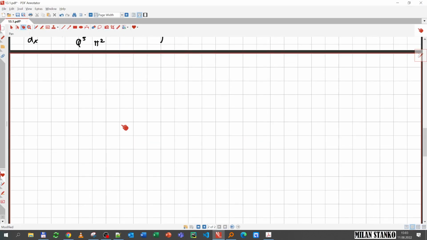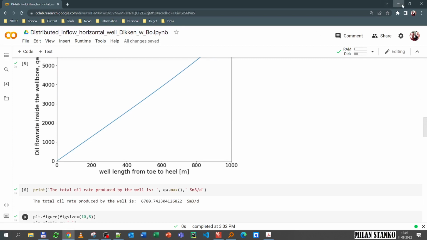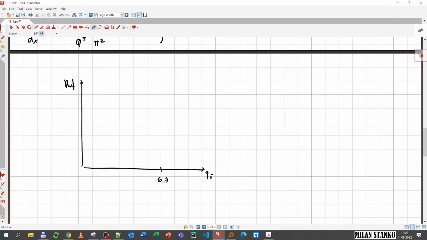Because I made this run in my Python script, I find that PWF and my QO, this is 6,870 something, 780 standard cubic meter per day, and then that should go with 178 bar. This is in bar. So that's my first point.